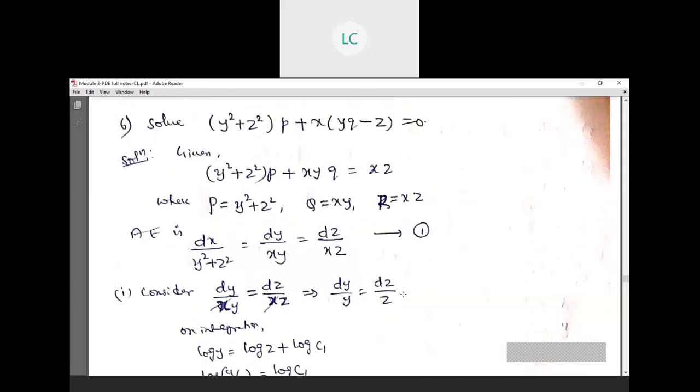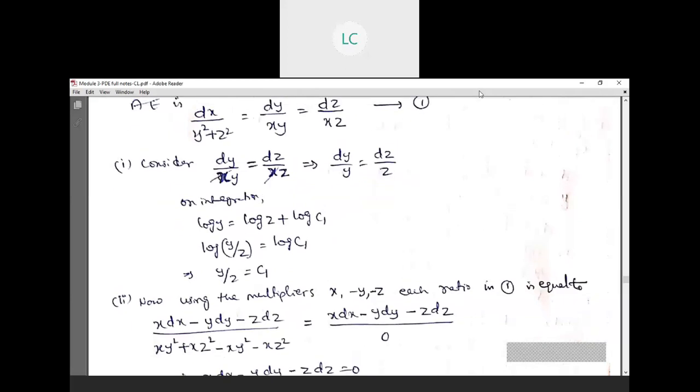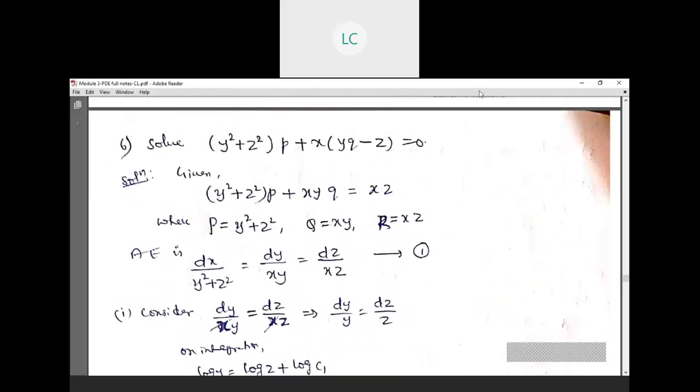The sixth problem. Suppose if it is possible to choose at least one pair, you can choose one pair. To find the other case, there we can use the property. The equation is (y square plus z square) into p plus x y into q equal to minus x z.